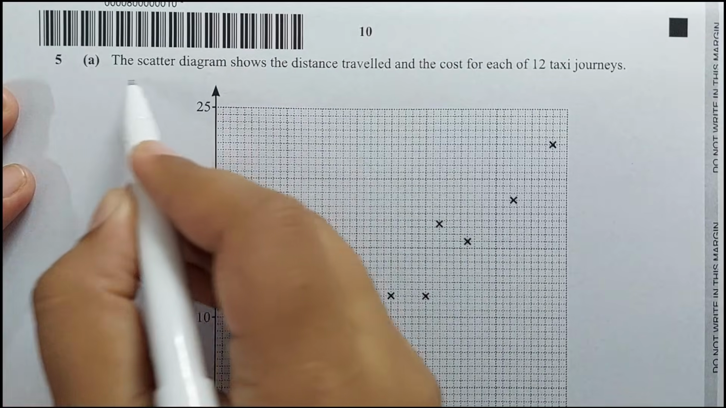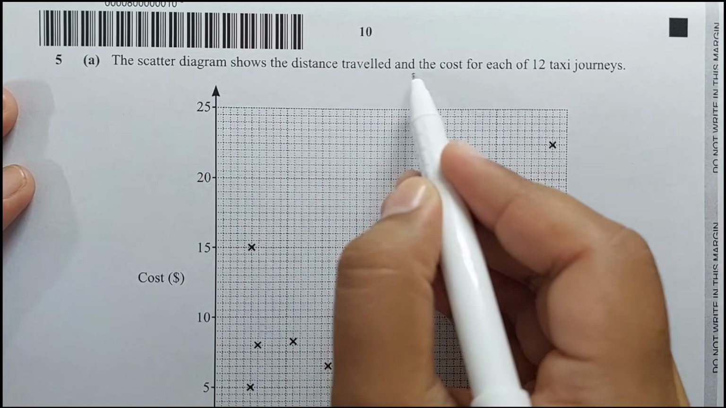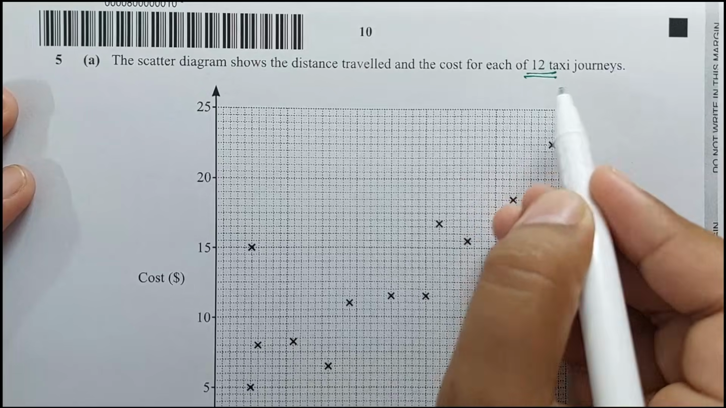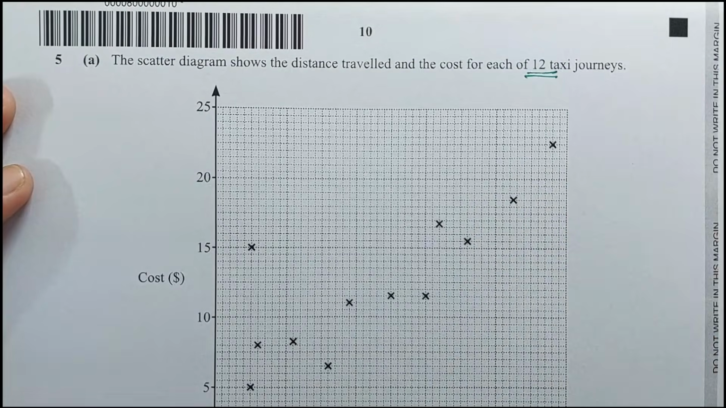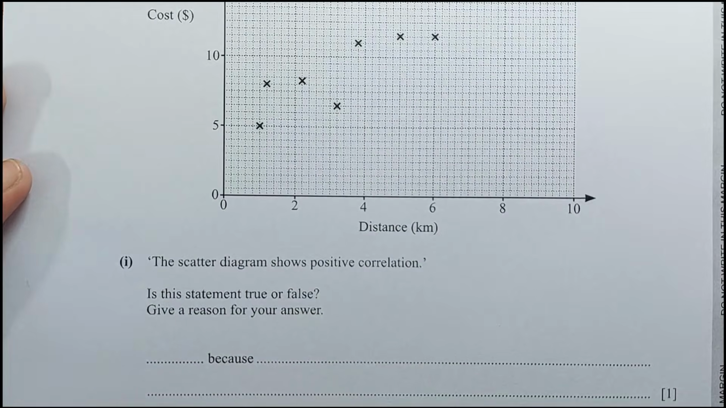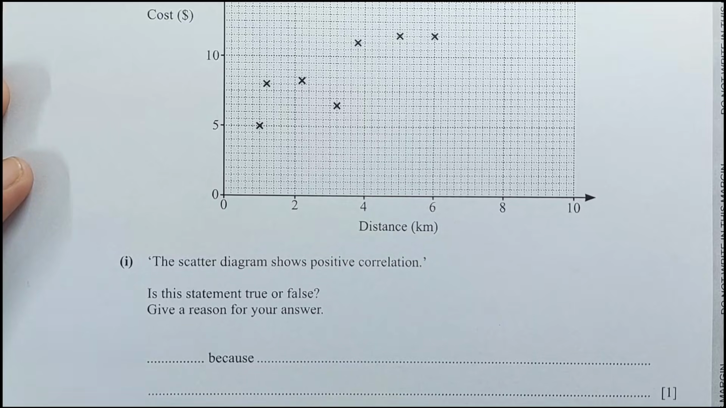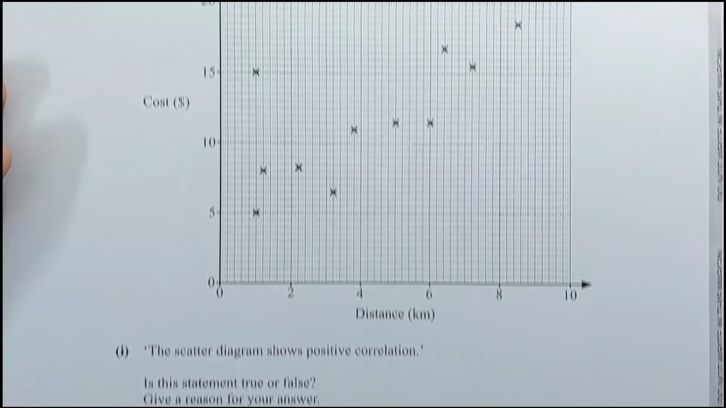Question number 5, part A. The scatter diagram shows the distance traveled and the cost of each of 12 taxi journeys. Okay, the cost and the distance traveled. Number 1, the scatter diagram shows a positive correlation. Is this statement true or false? Give a reason for your answer.